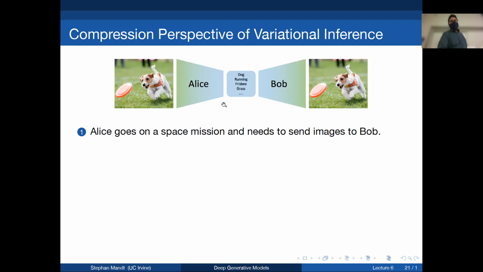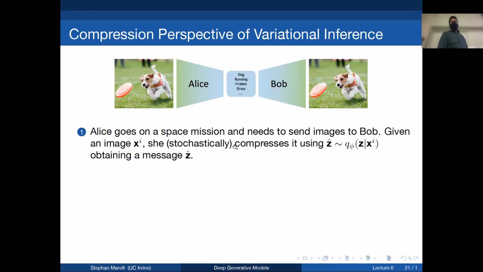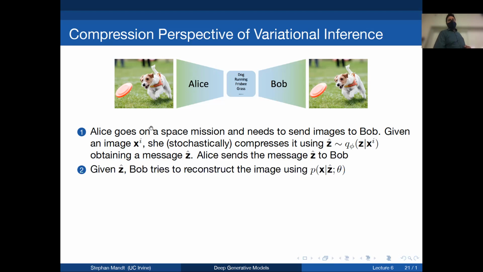So if Alice goes on a space mission and needs to send images to Bob, then given an image xi, we can first compress it using this mapping Q going from X to Z. So we sample a Z hat, and this generates a message corresponding to xi. Now you can send that compressed message to Bob, and then Bob can use the decoder, the P of X given Z, to reconstruct that original data point.